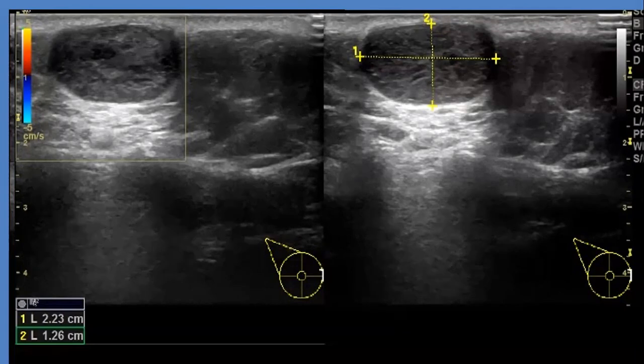What are the differences between the epidermal inclusion cyst and the sebaceous cyst, imaging-wise?